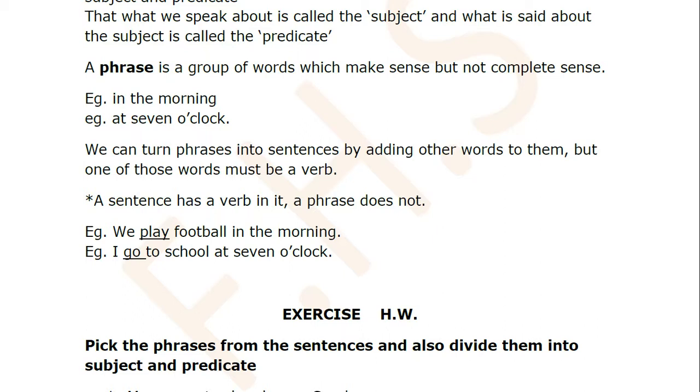We can turn phrases into sentences by adding other words to them, but one of these must be a verb. So for it to be a sentence, there should be a verb in it. Otherwise, it's just considered to be a phrase. A sentence has a verb in it, a phrase does not. So this is what you have to remember, very, very important. Example, we play football in the morning. So this is the full sentence and you have the verb play. I go to school every day at 7. This is the full sentence and it has the verb go.